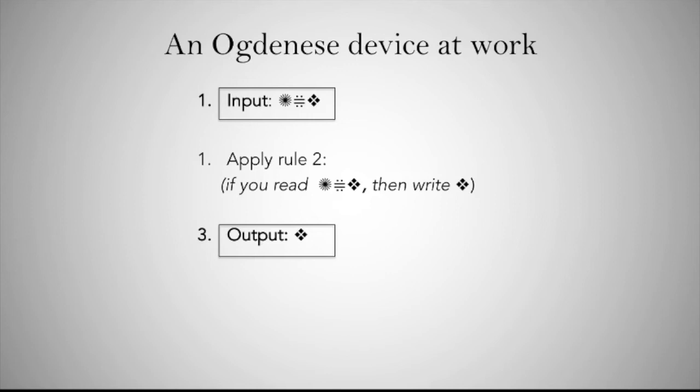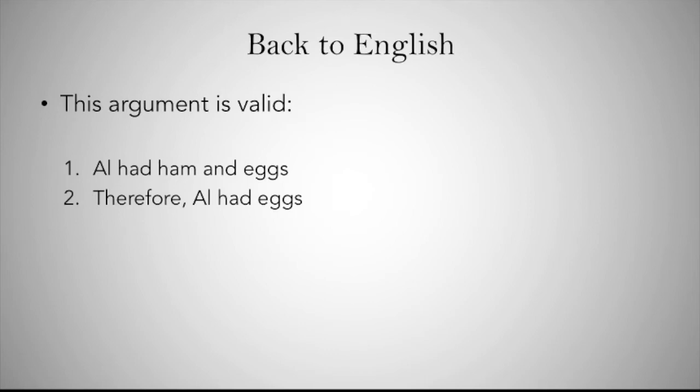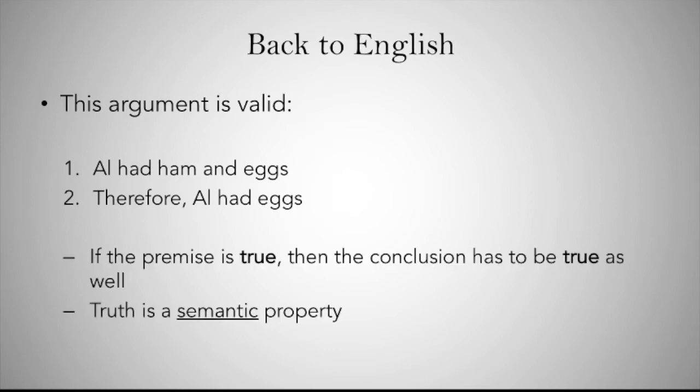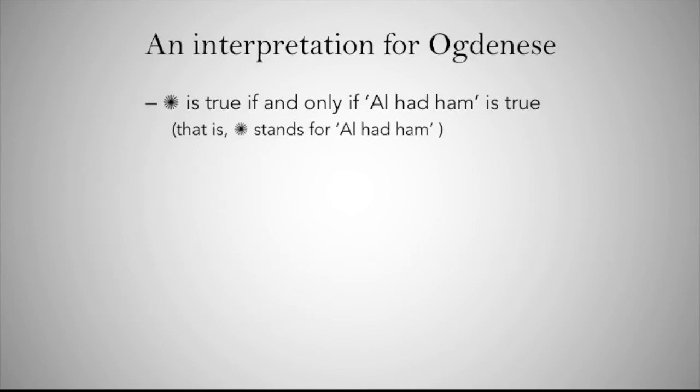You ask, well, what is the relevance of this? Well, remember that this argument is valid, and that truth and validity are semantic properties. Now let's see if we can get some semantic mileage out of the syntactic engine of Ogdenese. To do so, first let's assign an interpretation to Ogdenese symbols.